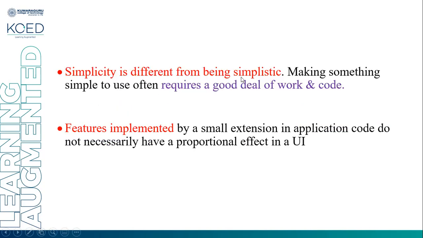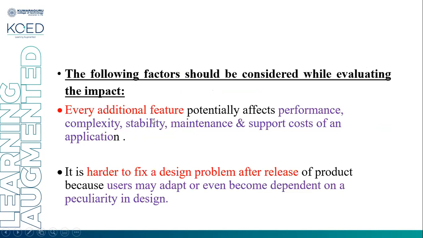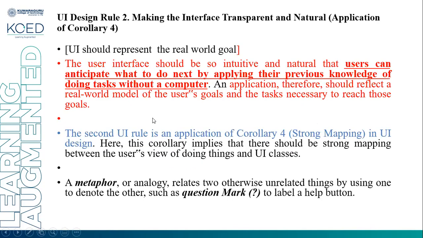Simplicity is different from being simplistic. You have to put in a lot of effort to make the interface simple. Features added in the application code should not affect the user interface. So these are the factors to be considered while evaluating the user interface. Second, UI design rule 2: make the interface transparent and natural.